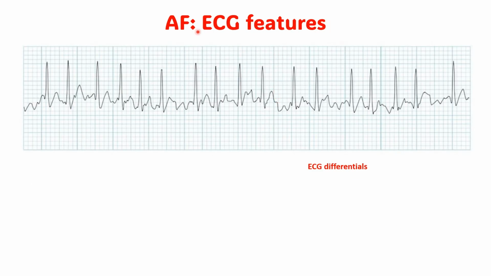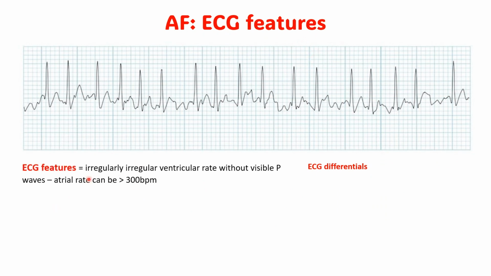Okay, so let's talk about some ECG features. So in summary, we essentially have an irregular ventricular rate without visible P waves, so there are no P waves, therefore it's not sinus rhythm, and the atrial rate can be greater than 300 beats per minute, which is very, very, very fast. Irregular rhythm, no P waves, absence of an isoelectric baseline, so we can see how it follows this wavy pattern.